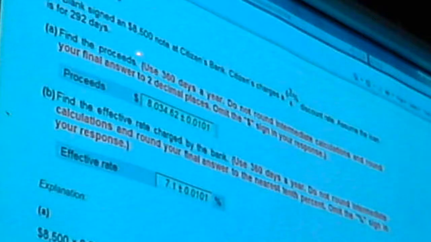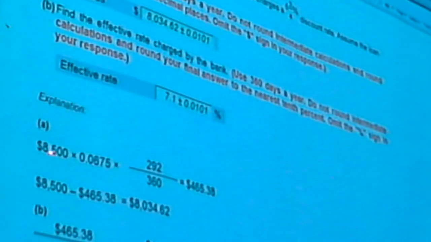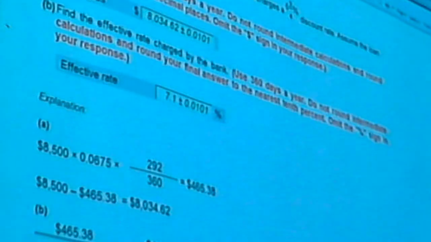Basically, yes. Okay, we have Bill. He signs an $8,500 note or loan agreement at Citizens Bank. $8,500, that is your principal. Okay, they charge 6 3/4% interest. What are you going to do with 3/4? 6.75 is your rate. Good.